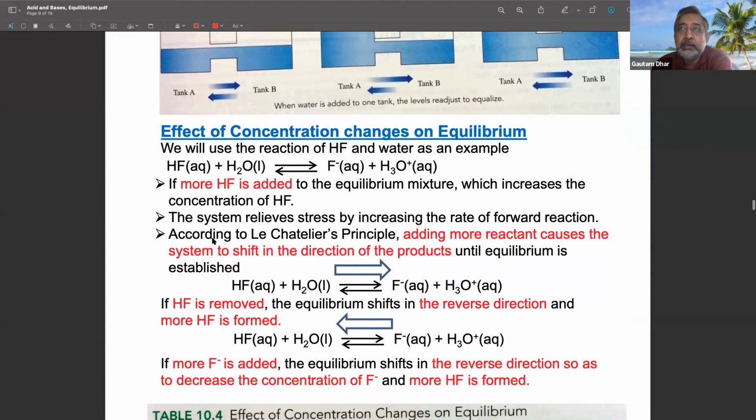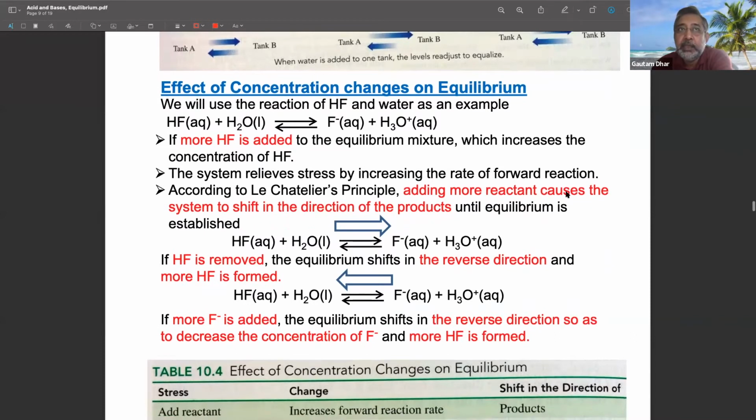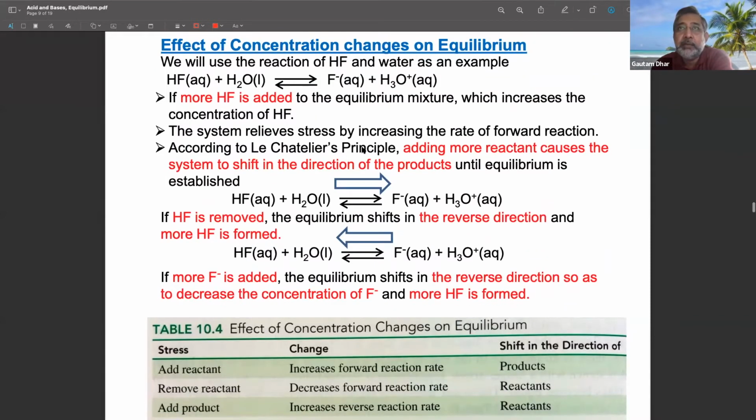So if more HF is added to the equilibrium mixture, which increases the concentration of HF, the system relieves stress by increasing the rate of the forward reaction. So according to Le Chatelier's principle, adding more reactant causes the system to shift in the direction of the product. That's a general phenomenon.